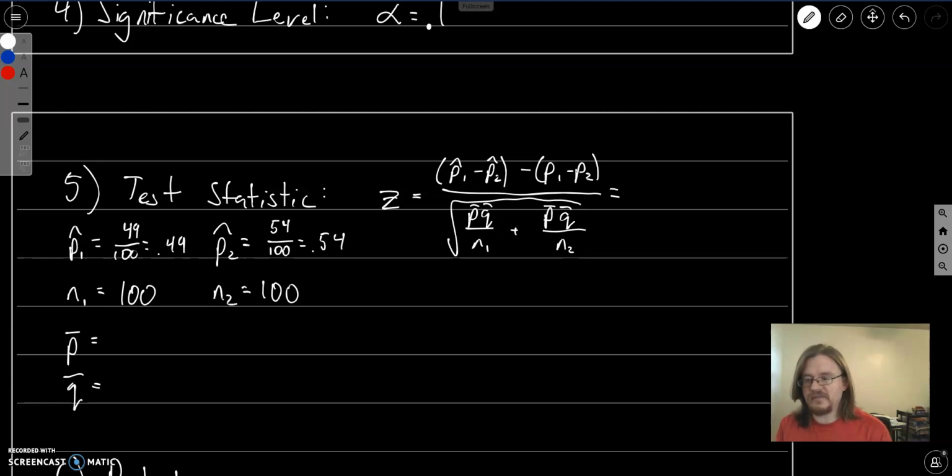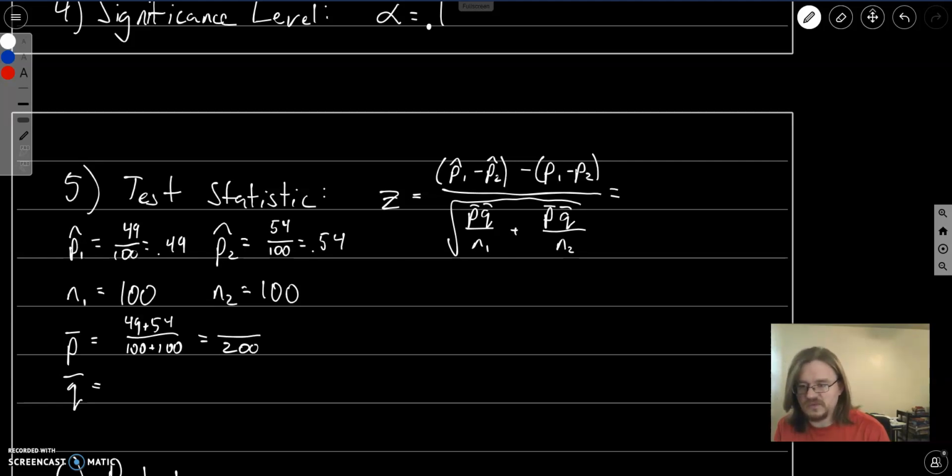And then P bar and Q bar were the pooled statistics. So what we do is we take the total number of successes out of both samples and divide it by the total number of things sampled. So here we have 49 heads and 54 heads out of 200 flips in total.